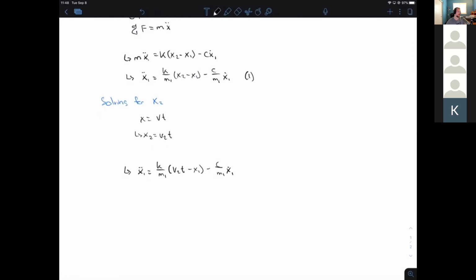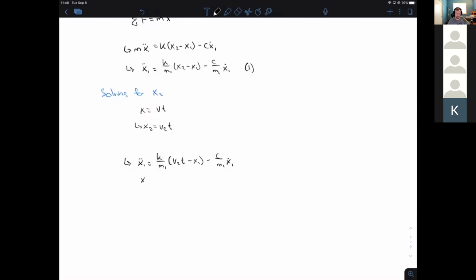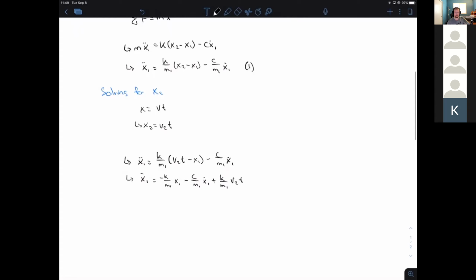Okay, so we're going to clean this up a little bit more. So x double dot 1 equals, I'm just going to multiply k divided by m1 through our expression, v2 times t minus x1. So we're going to have minus k over m1 times x1, minus c over m1 x dot 1, plus k over m1 v2 times t. All right, everyone following along so far?